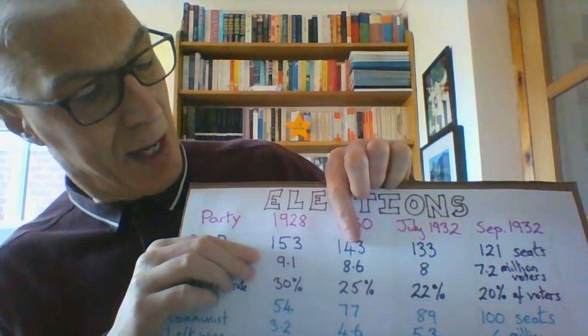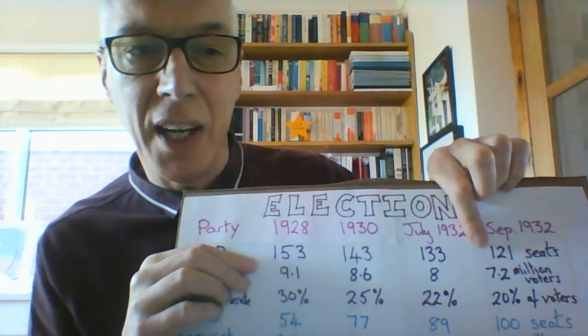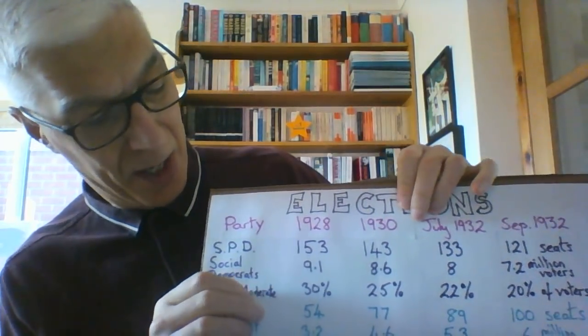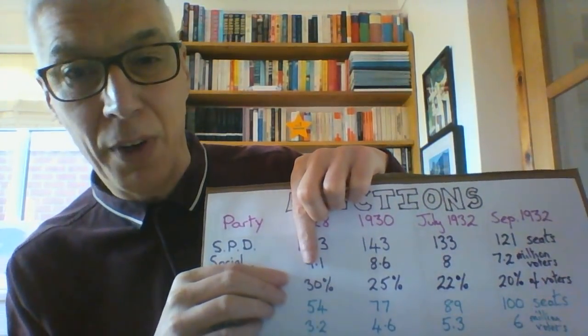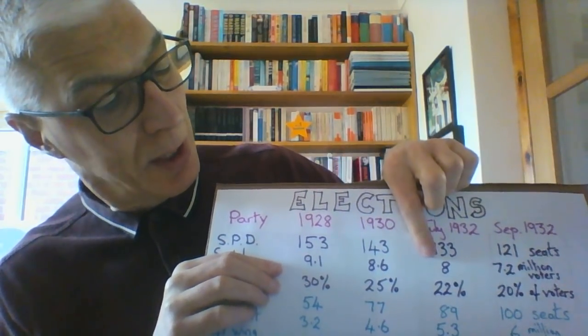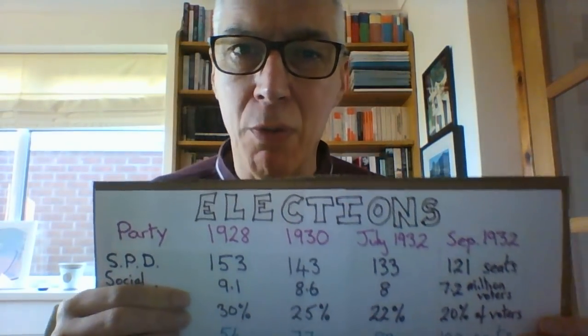Underneath here, we see the number of people voting for those parties. 9.1 million, 8.6 million, 8 million, 7.2 million. So they are losing 2 million voters in those four years. And as a percentage, very clear: 30%, 25%, 22%, 20%. They've lost 10% of the voters, the 2 million. Well, here's a question. Who are those people going to vote for now?